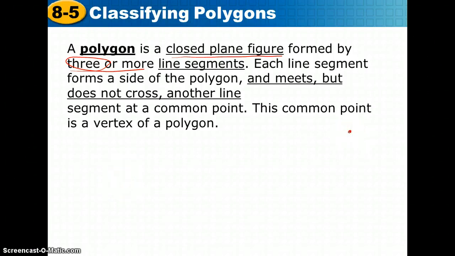So I have my common point. I'm going to draw a line segment, and a line segment. This polygon has three sides. It is closed, and none of the lines are intersecting over each other. And they meet at a common point, always known as our vertex. Of course, this polygon is known as a triangle. Polygons can have as many sides as you want, as long as there are three or more.